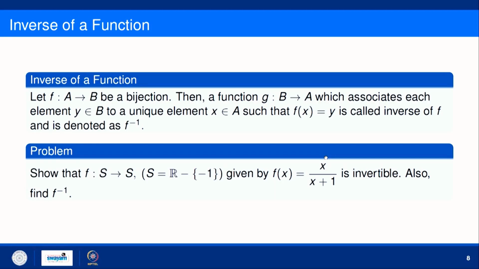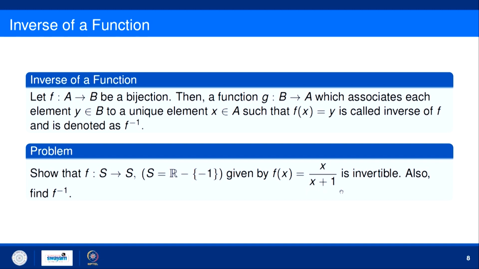Now, if a map is a bijective map, then its inverse exists. So how do we define the inverse of a function? Suppose f from A to B is a bijective function, then a function g from B to A which associates each element y in B to a unique element x in A such that f(x) equals y is called the inverse of the function f and denoted by f inverse. Take this example.